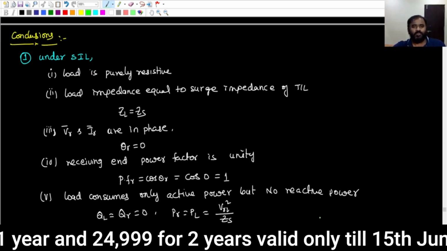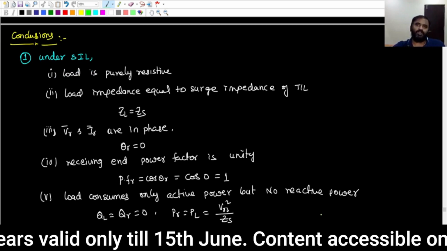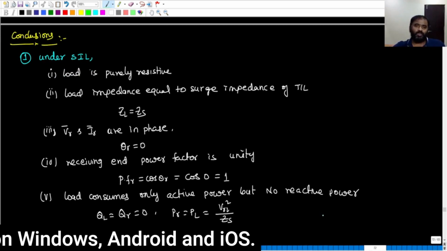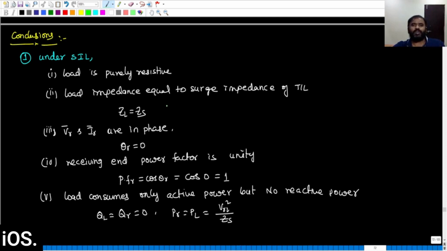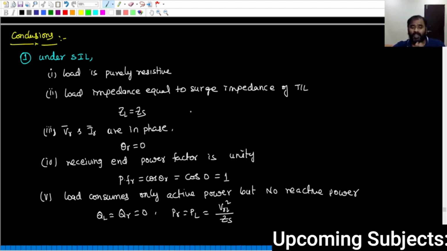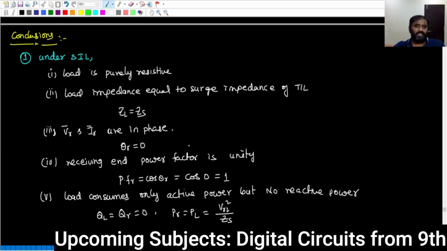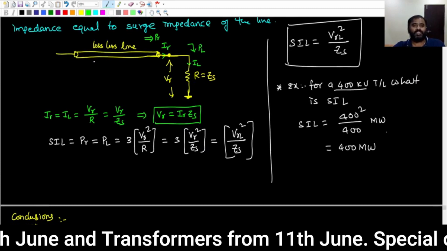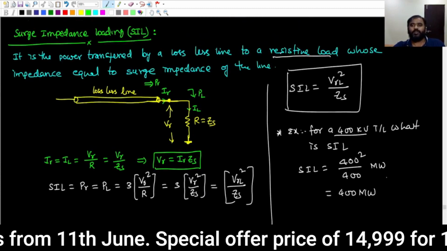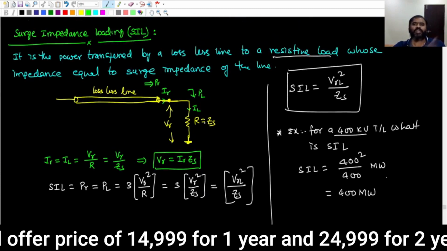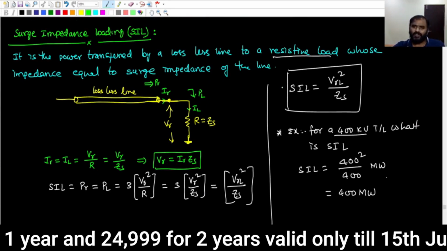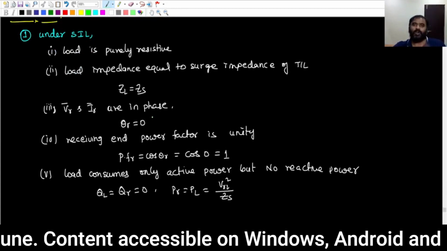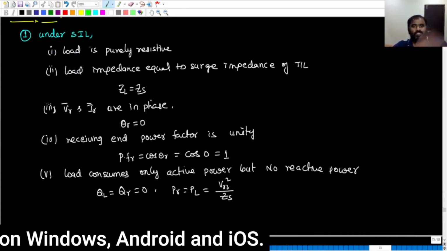So if you really notice, for every topic I am going to write some conclusions. Those conclusions are very, very, very important. Please be clear on those conclusions. And I have not given these conclusions just like that. For every conclusion I have given a true or false. For example, let's see here: VR and IR are in phase. Why did I say VR and IR are in phase? Under surge impedance loading, as per the definition, it's a purely resistive load. Resistive load means voltage and current are in phase, theta is 0, power factor is unity. So everything is just a logic flow. So logically we discuss everything.